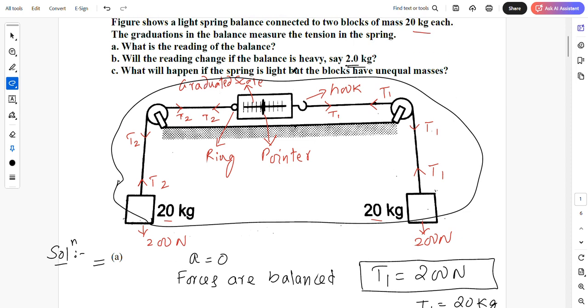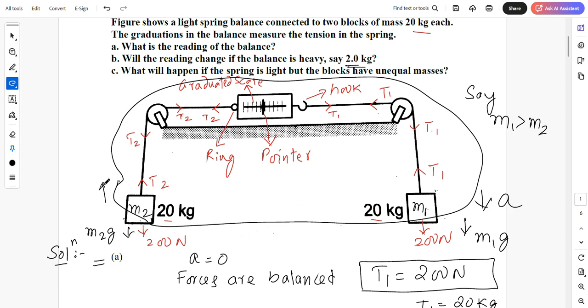What will happen if the spring is light but the blocks have unequal masses? If they have unequal masses, let us say this is m1. If it is m1, what will be the weight? m1 g, and if this is m2, weight will be m2 g. Let us say m1 is greater than m2. Where will be the acceleration? Acceleration will be on this side.